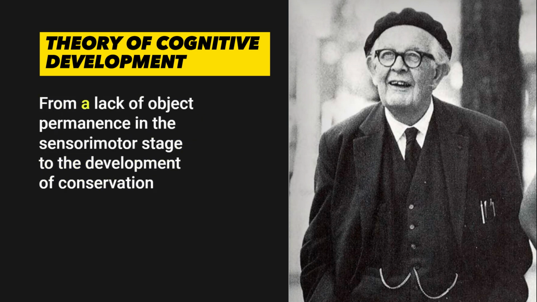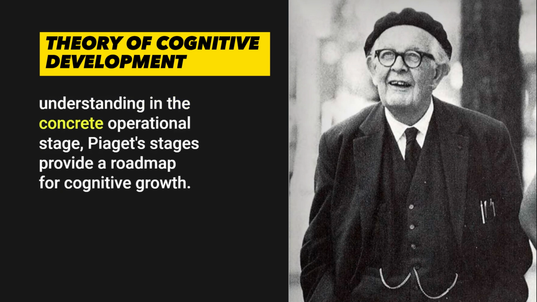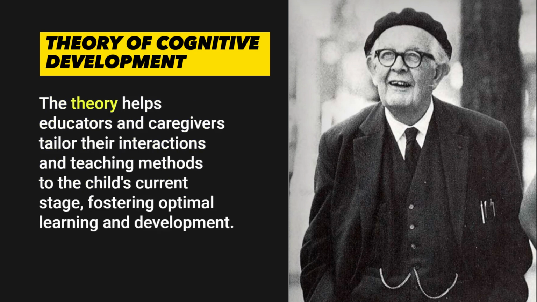Summary. Piaget's theory of cognitive development helps us understand how children like Alex progress through different stages of cognitive abilities. From a lack of object permanence in the sensorimotor stage to the development of conservation understanding in the concrete operational stage, Piaget's stages provide a roadmap for cognitive growth. The theory helps educators and caregivers tailor their interactions and teaching methods to the child's current stage, fostering optimal learning and development.